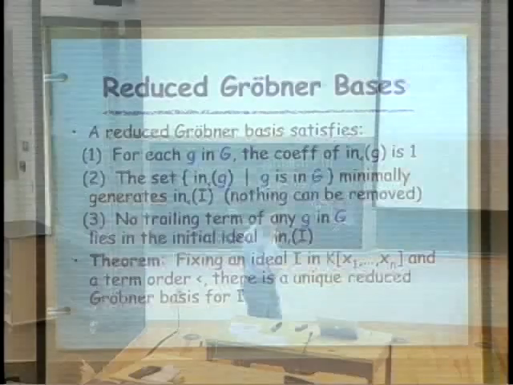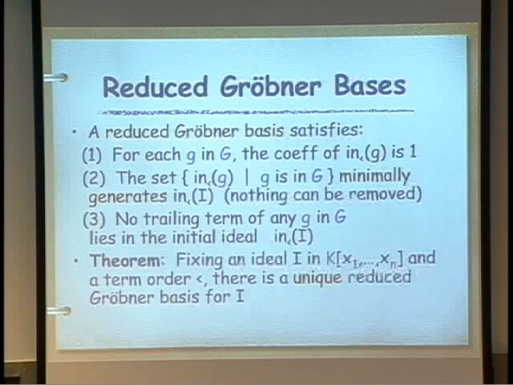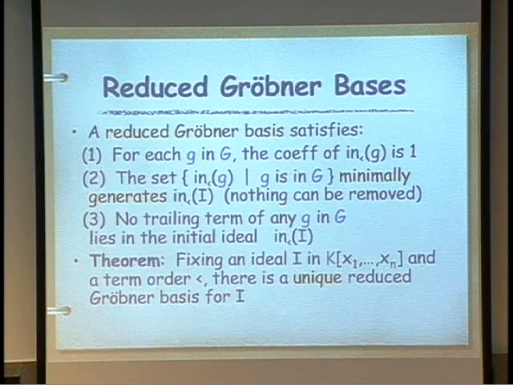So to fix this, there's the notion of reduced Gröbner basis. And there are three requirements. So let's state first the theorem. The theorem says if we fix an ideal I in the polynomial ring and a term order, then there is a unique reduced Gröbner basis for the ideal.